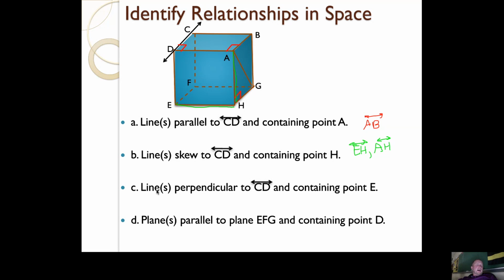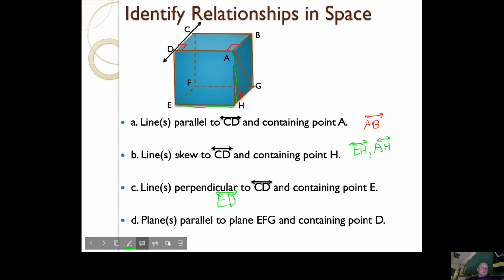Part C, we need lines, or a line, that is perpendicular to line CD that contains the point E. So perpendicular to this line would come and touch it at a right angle. And here's point E. So we're looking at this line right here. Line ED. It's perpendicular to line CD at point E.